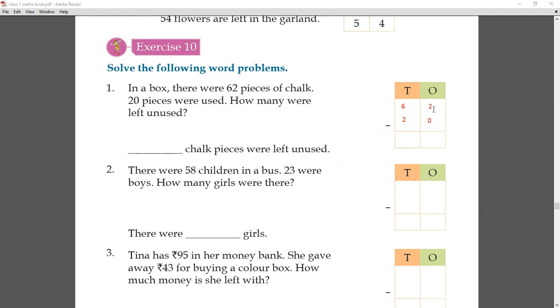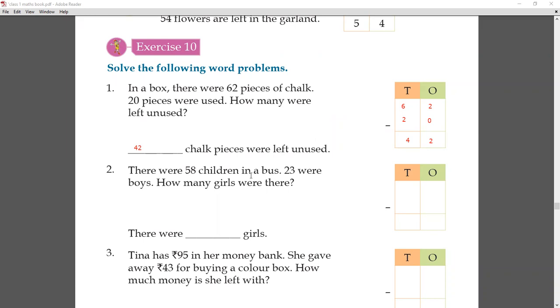So we subtract 2 minus 0. So what we write? 2, and 6 minus 2. Take your 6 fingers and down your 2 fingers. How many fingers are left? 4. We write 4 here. So 42 chalk pieces were left unused. कितने pieces है chalks के जो use नहीं हुए हैं? 42. Okay.